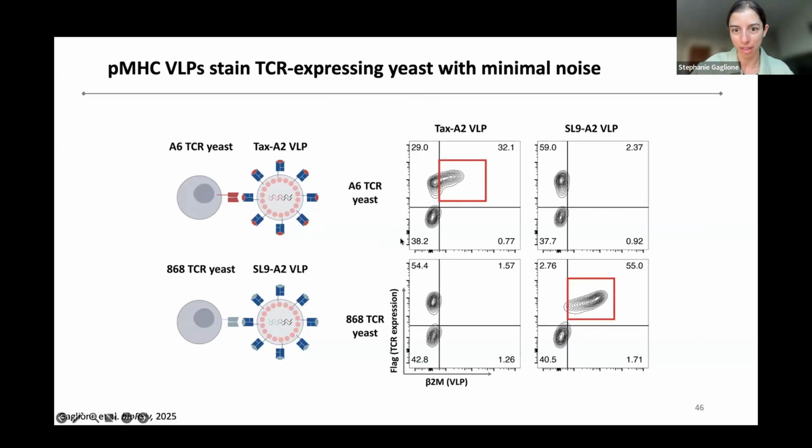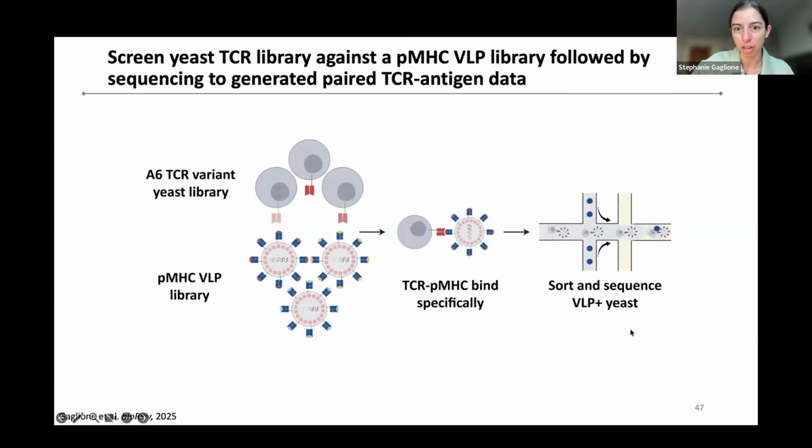And we demonstrated briefly here that they were able to bind their corresponding TCR. So here we have the y-axis being FLAG expression that corresponds to TCR. And on the x-axis, we demonstrated also that you could do secondary stains with beta-2M to amplify and boost the signal of which VLPs are binding, and that they match.